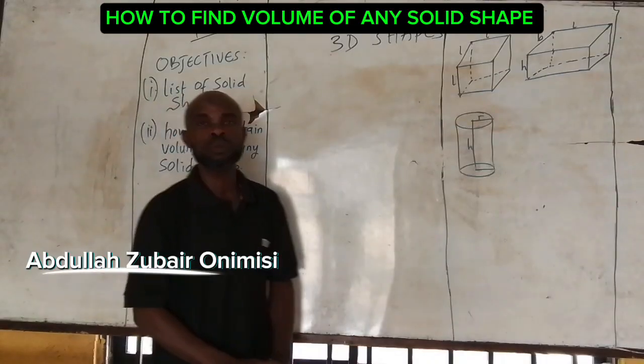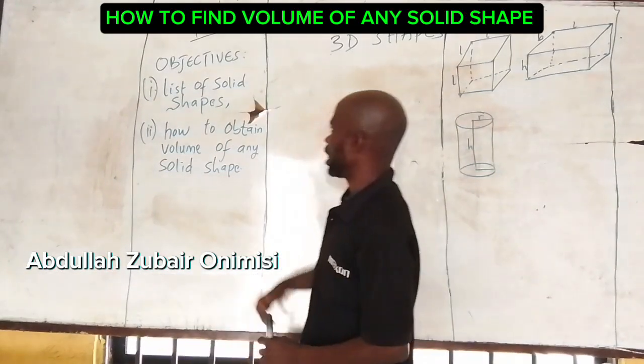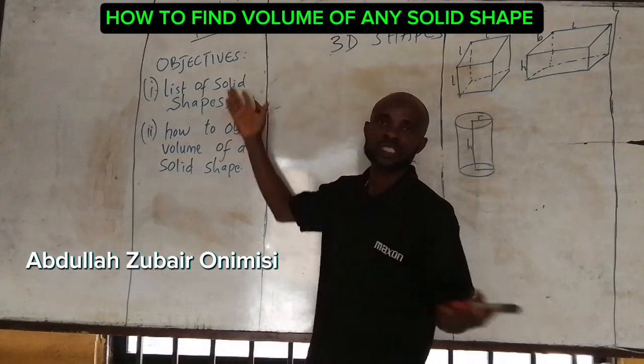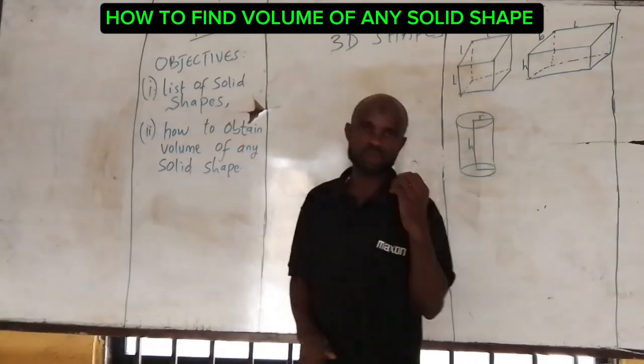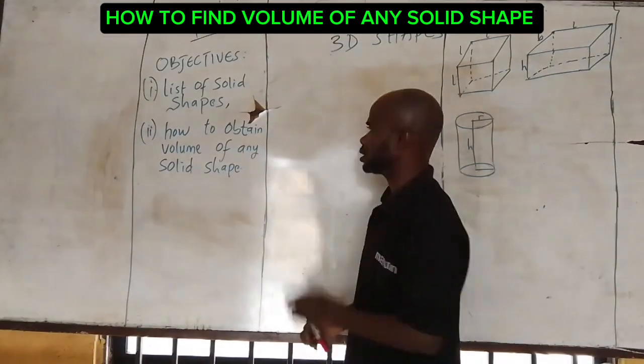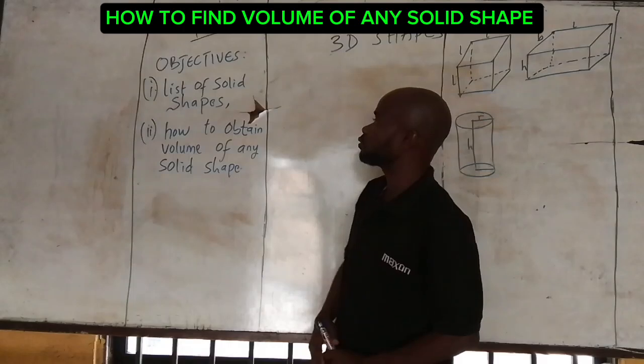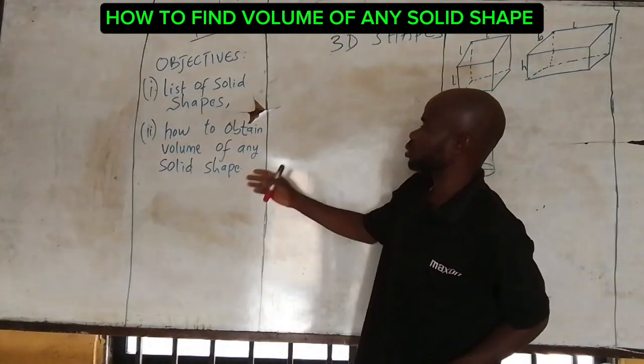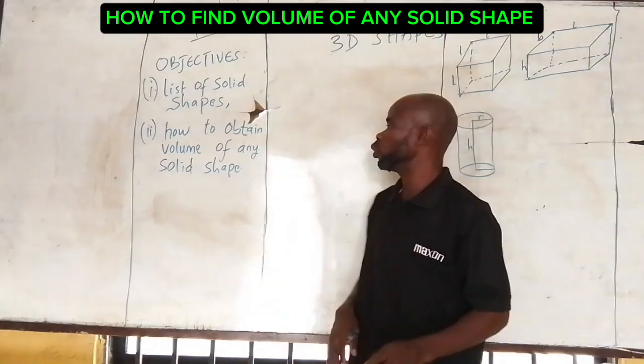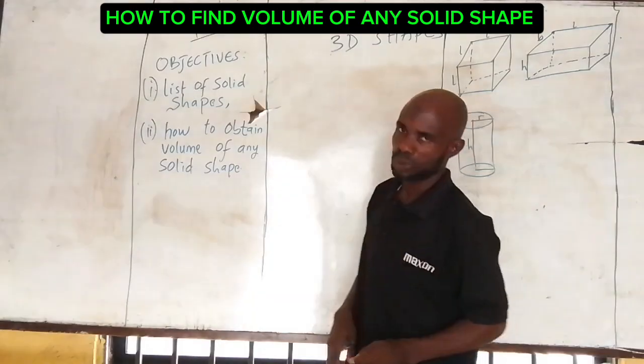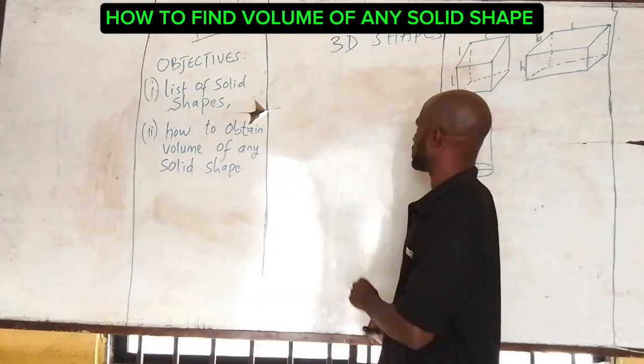The topic before me is volume of solid shapes. And of course, here I have some simple objectives we want to appreciate at the end of the day. First one is a list of solid shapes, and of course we have how to obtain the volume of any solid shape. Without much ado, let's kickstart.